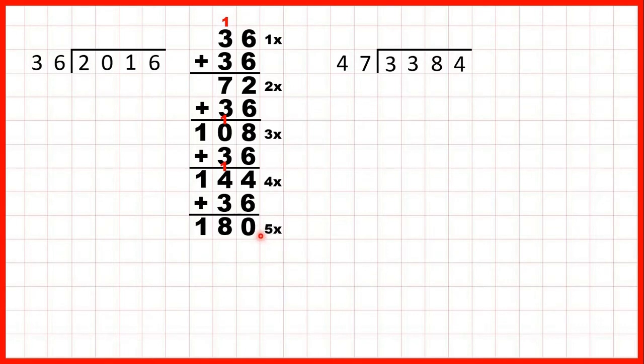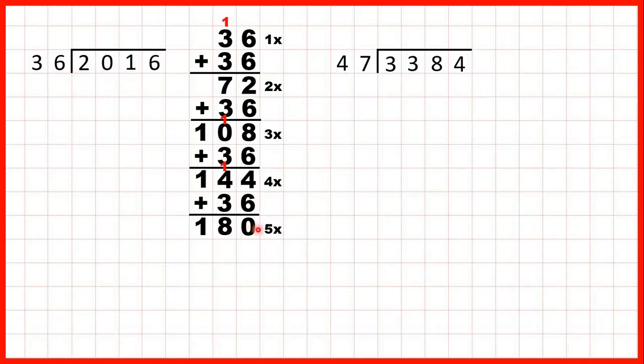So now that we've calculated to 5 times, let's look back at our question. If we take the first 2 digits together, we have 20 divided by 36. But 20 is less than 36, so what we need to do here is take the first 3 digits together and divide 201 by 36.